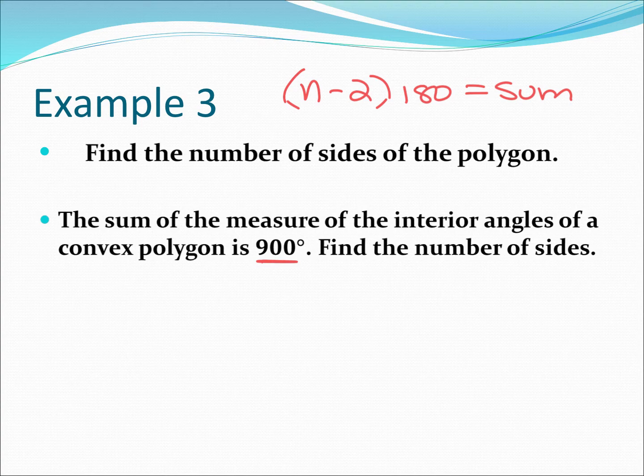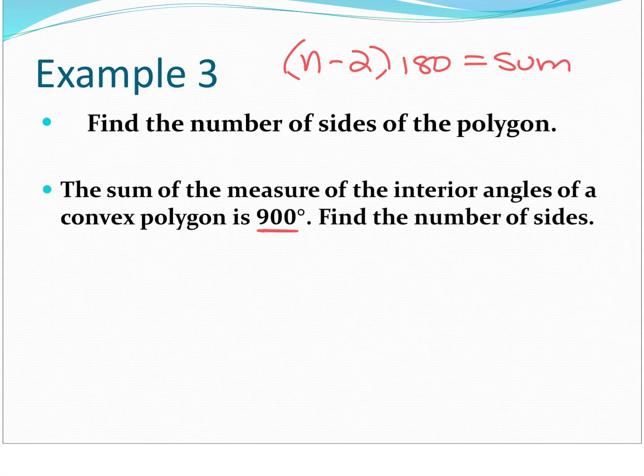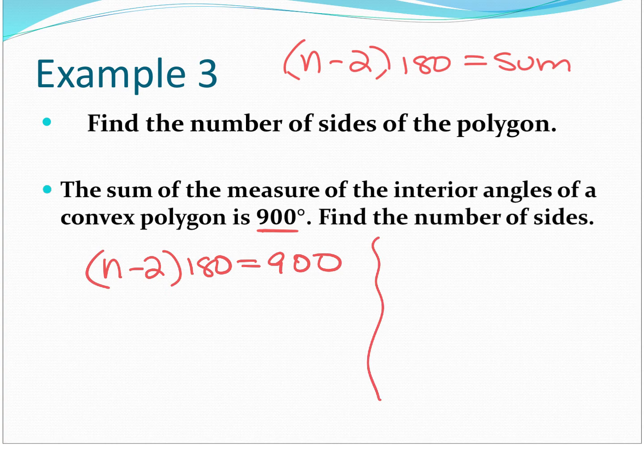And again, I don't care which method you use, but on a test question or a quiz question like this, I'd like to see the work. So I'm going to set it up twice, just to show you that you have options. Or I could also solve it by, I'm going to rewrite the question here.